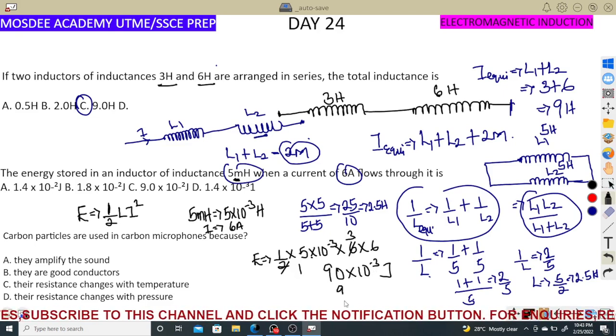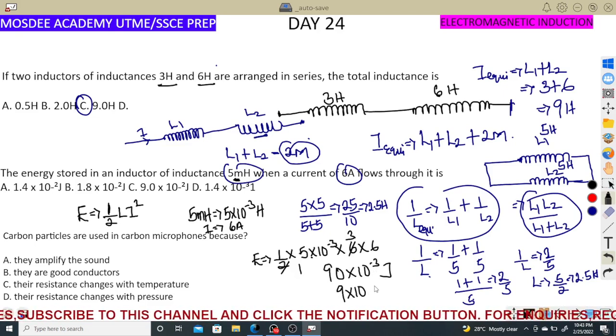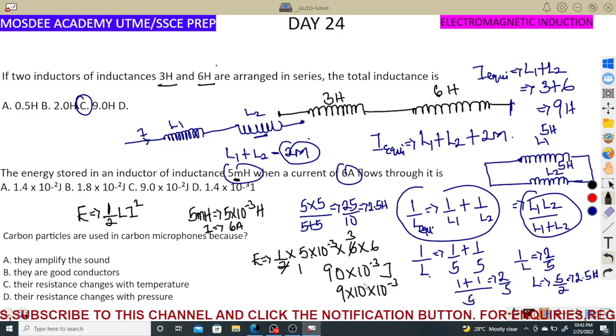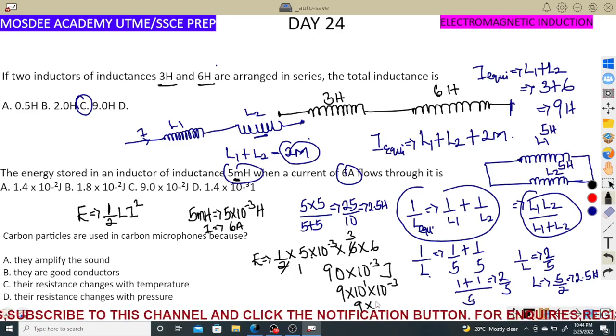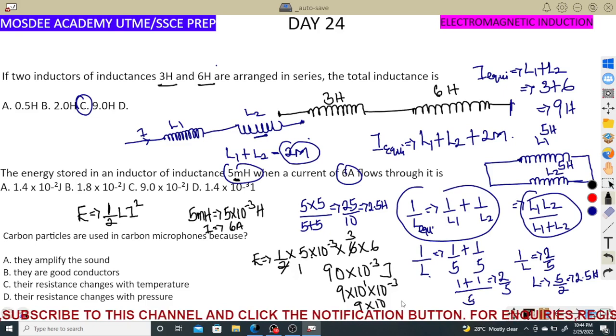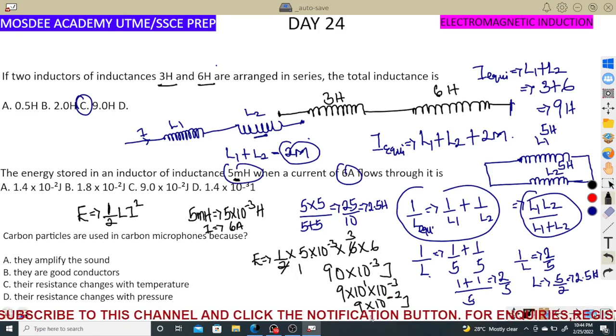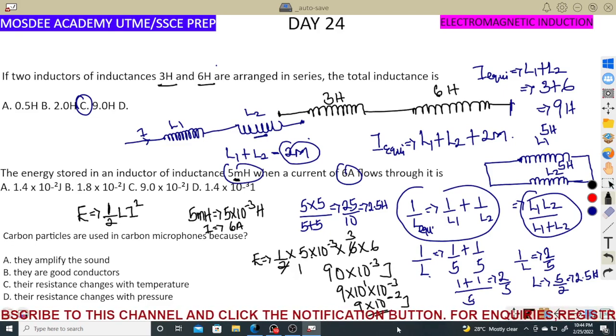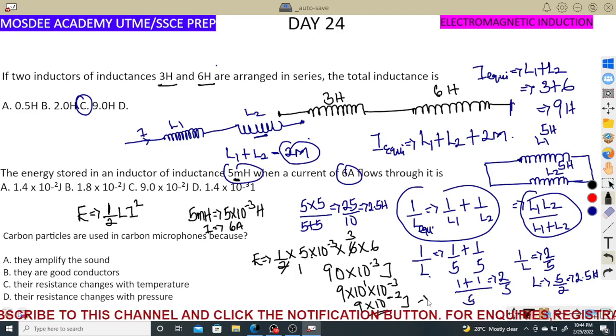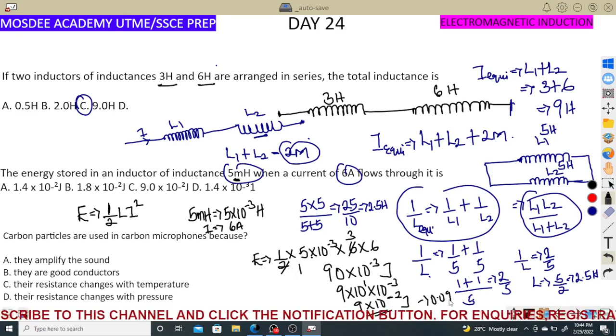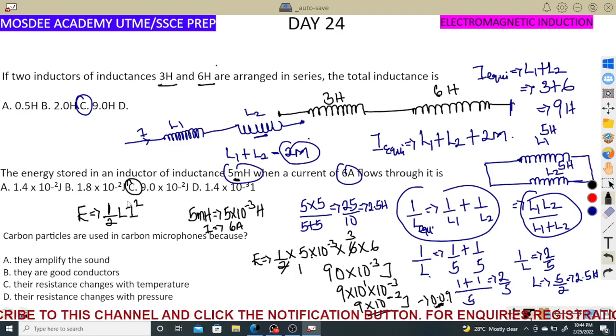90 is the same as 9 times 10, so 9 times 10 times 10 raised to power minus 3. This term is 10 raised to power 1. So you see that 9 times 10 raised to power 1 plus minus 3. 1 minus 3 is what? Minus 2. Standard form. So 90 times 10 raised to power minus 3 is 9 times 10 raised to power minus 2, which is 0.09. The zeros before the number give the negative power. How many zeros? 2 zeros. So the answer is 9 times 10 raised to power minus 2 joules. And that's the answer to that one.